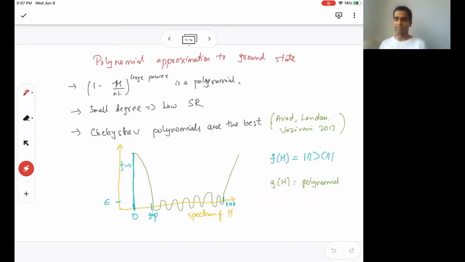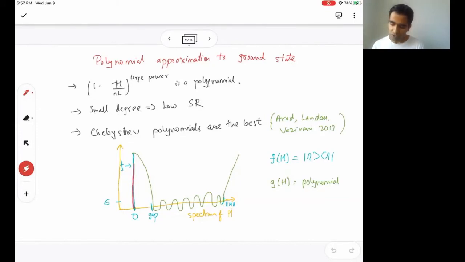So let me spend some time trying to explain how Chebyshev polynomials come in. In this picture, I have drawn the spectrum of the Hamiltonian, which is in the horizontal direction. Here's the ground state, at energy 0. There's a gap, and then there are a lot of eigenstates, many of them, all the way to the norm of the Hamiltonian, which is the largest eigenvalue.